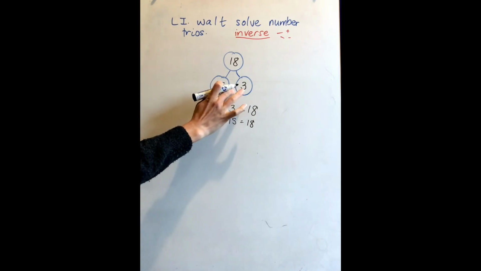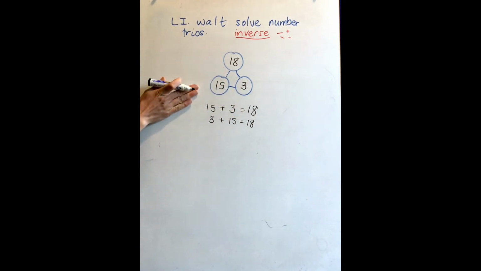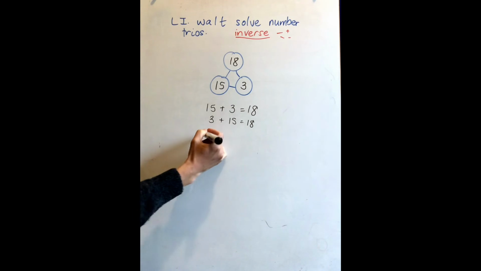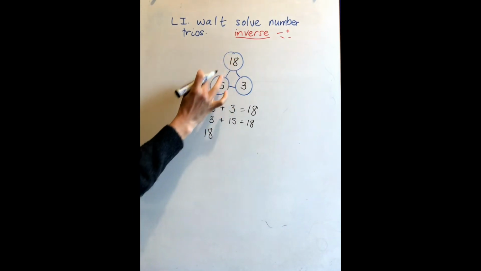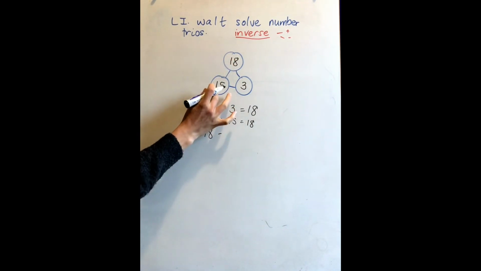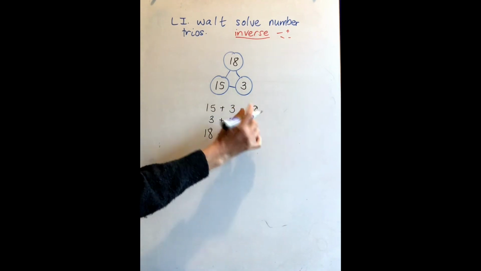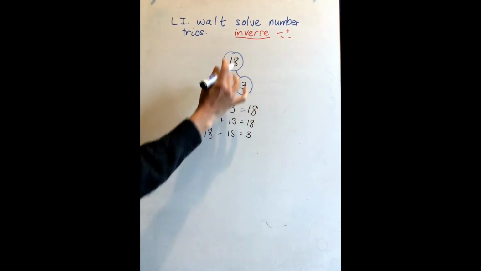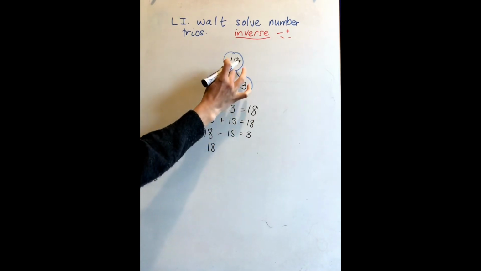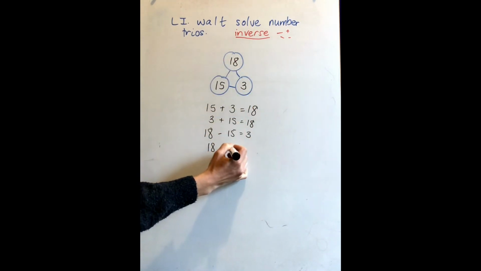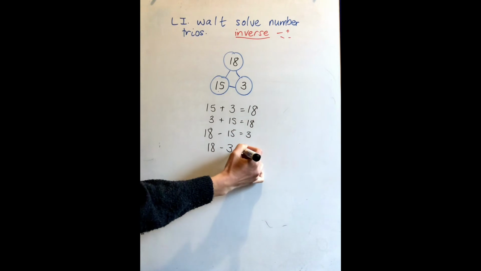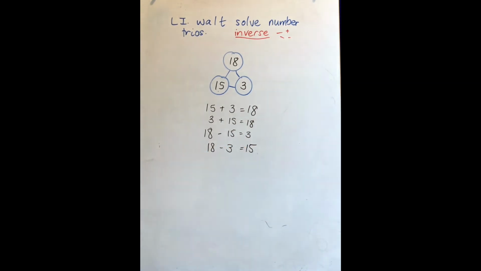Or I could work from the top down in my number trio. So I could start with 18, take away 15, take away this number, and I would be left with 3 on this side. Or I could start with 18 at the top, take away 3, and end up with 15, okay? So that is how I get my 4 number sentences in my number trio.